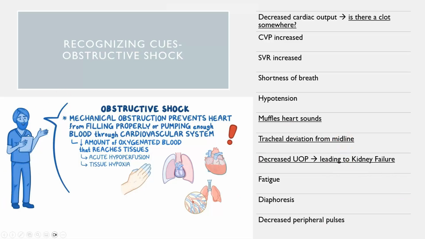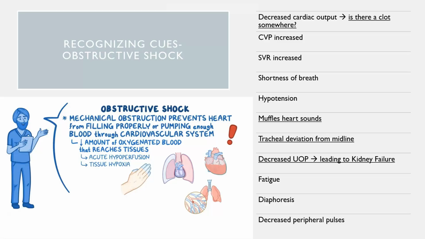Now, recognizing the signs and symptoms of obstructive shock. So, remember, there's an obstruction in the heart somewhere. Blood's not flowing into the heart or out of the heart. So ultimately, there's going to be decreased cardiac output. Is there a clot somewhere? What lab do we pull to find out if there's a clotting issue, if there's too many clots or if there's a potential to make a clot? That's your D-dimer. We can see central venous pressure increased, SVR increased, shortness of breath, hypotension.